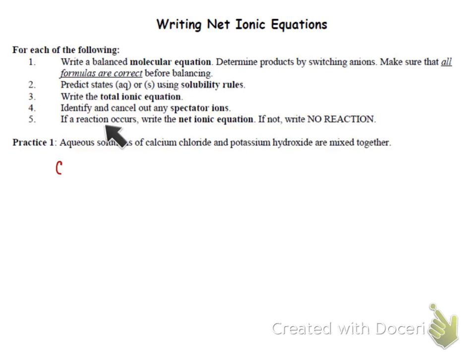So writing net ionic equations, the process is write the formulas, write the balanced equation, predict the states, figure out if everything is aqueous or solid. Everything that's aqueous we pull apart and write the total ionic equation for all the ions separately, cross out any spectators, and then write what's left over, and that's the net ionic equation. So try this on your own, and then the first one is done in the video, and for the rest of them, the key is on Schoology.